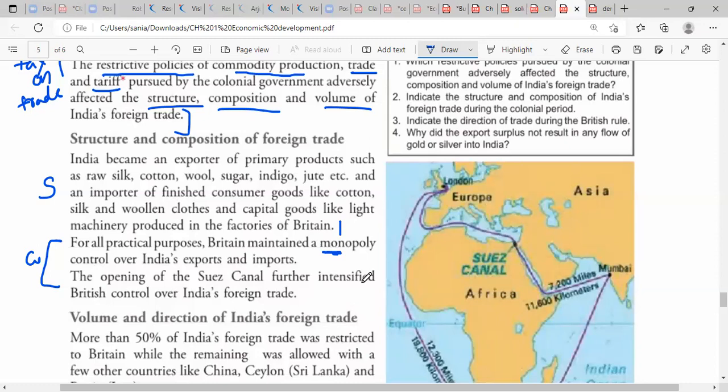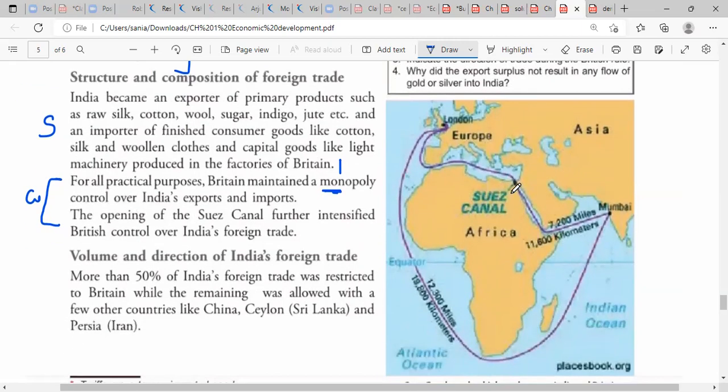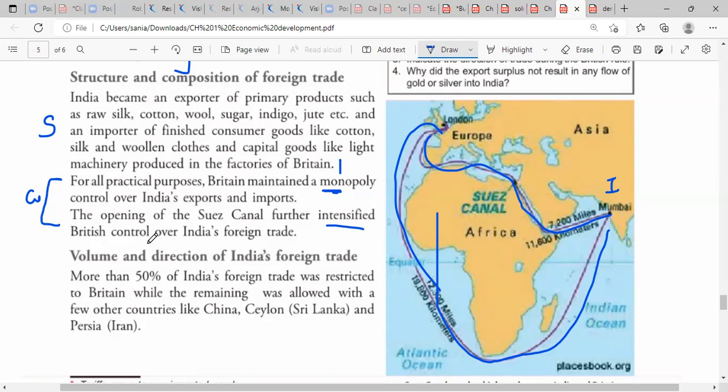The opening of Suez Canal further intensified British control over India's foreign trade. You can see this is the Suez Canal, this is India, and this is Europe, the London area, from where the Britishers used to come. Earlier they used to travel this long distance to reach here. But when the Suez Canal was introduced, it became shorter to come to India. So the opening of Suez Canal further intensified, meaning deepened, British control over India's foreign trade.